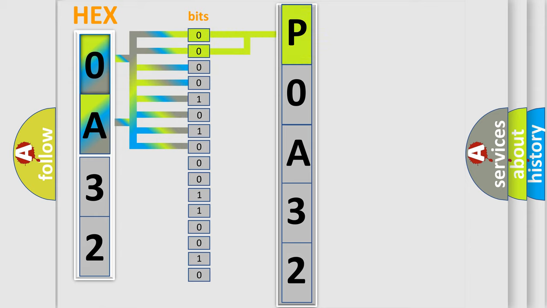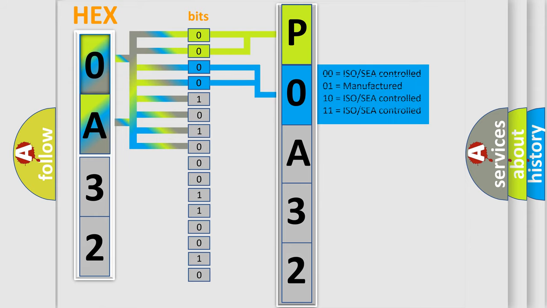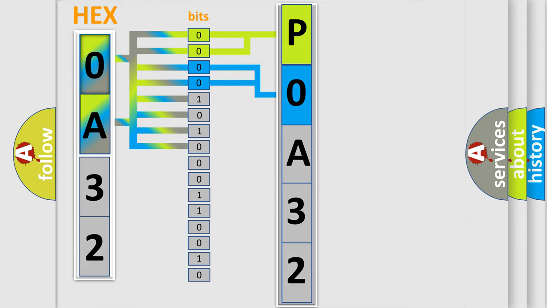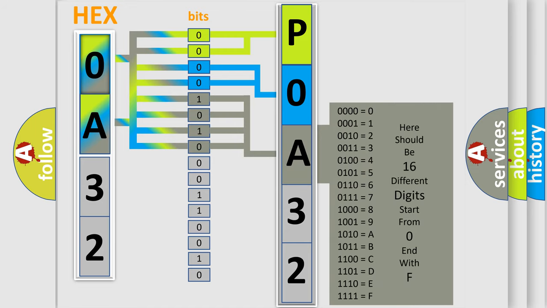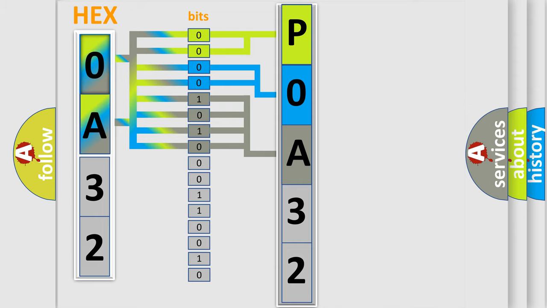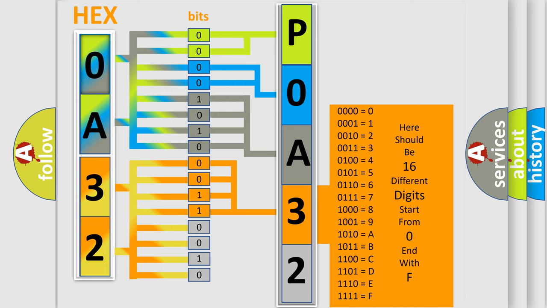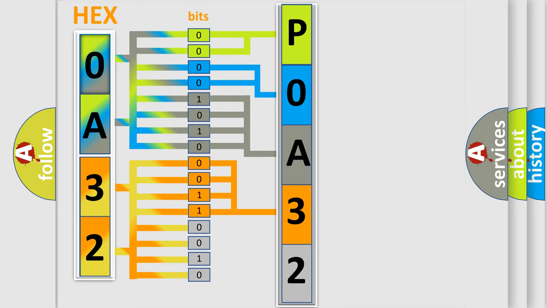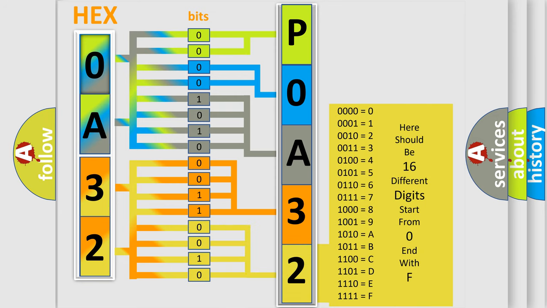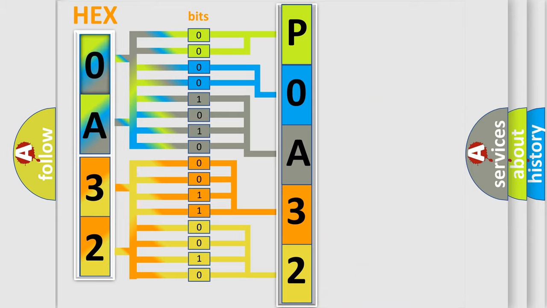By combining the first two bits, the first character of the error code is expressed. The next two bits determine the second character. The last four bits of the first byte define the third character of the code. The second byte is composed of a combination of 8 bits. The first 4 bits determine the fourth character of the code, and the last 4 bits define the fifth character. A single byte conceals 256 possible combinations. We now know in what way the diagnostic tool translates the received information into a more comprehensible format.